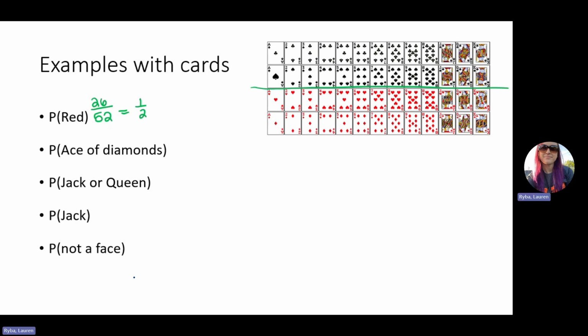Next one says the probability I draw the ace of diamonds. Well, the ace of diamonds is this one singular card out of the total 52. So done. Can't simplify that.